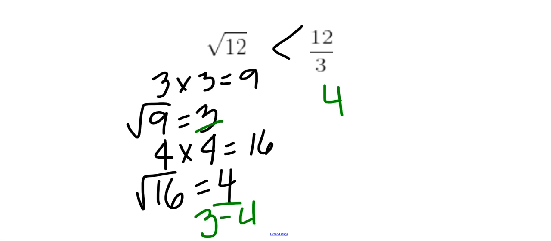Okay, hopefully that was helpful for you guys. Like I said, we'll have some practice for you to work on finding a good approximation for irrational numbers and being able to compare and identify which one is greater.